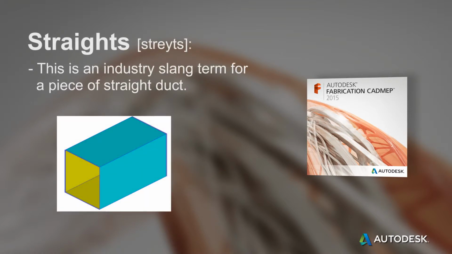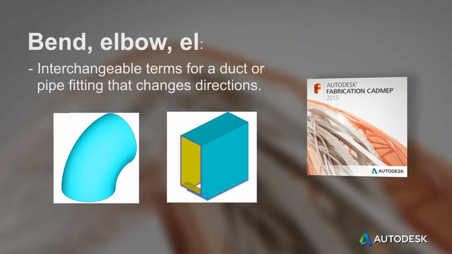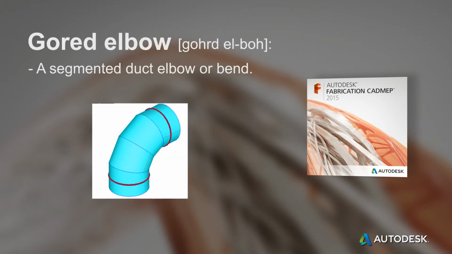Straights. This is an industry slang term for a piece of straight duct. Bend, elbow, L. Interchangeable terms for a duct or pipe fitting that changes directions. In the building industry, a bend is typically a rectangular duct, whereas an elbow or L is usually a round duct or pipe. Gored elbow, a segmented duct elbow or bend.